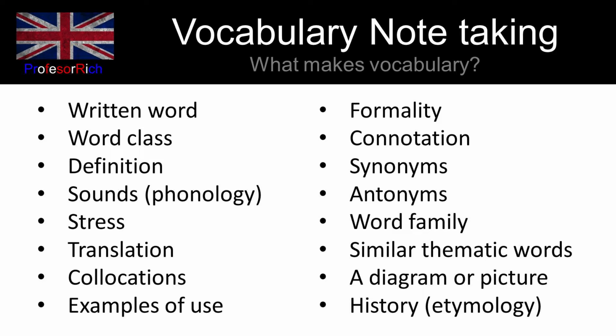Then we've got similar thematic words, which can be helpful for some people because it's kind of similar to how the brain works, that it thinks thematically, it thinks in terms of classifications. So if you're learning animals or something, and you write down a list of words that are related to this animal, then it can help you to remember that word and also the other thematic words that you note down.